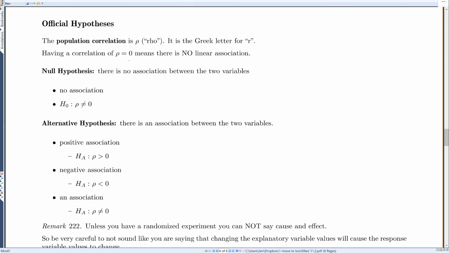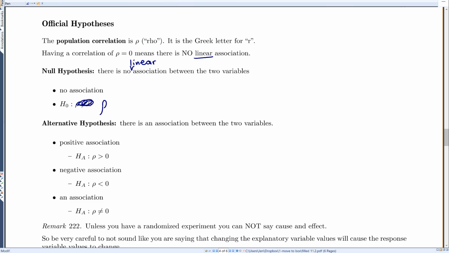Having a population correlation of rho equals 0 means that there is no linear association. Remember, correlation only measures linear association, so technically you do need to put that in there. So the null hypothesis is that there is no association between the two variables. We don't write this every time, but again, we mean no linear association. In symbols, the null is that rho is equal to 0.